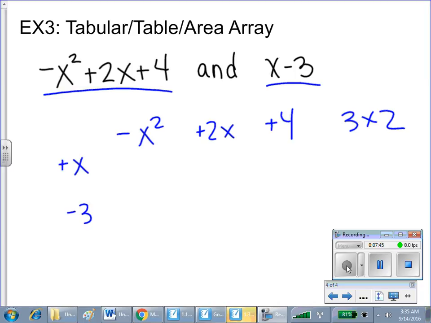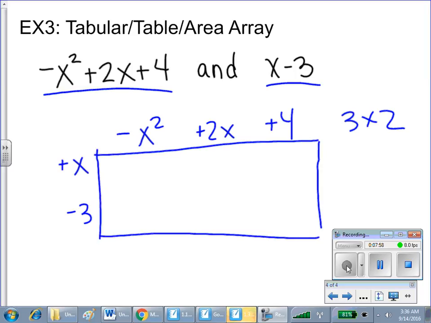Or if I wanted to reverse it and put the negative x squared, 2x, and 4 along the side, and then the x and the negative 3 along the top. It really doesn't matter. What I'm creating now is a table. Now my table should be 3 by 2 like we said. Each one of these gets its own column and its own row. So I want you to think of it this way.